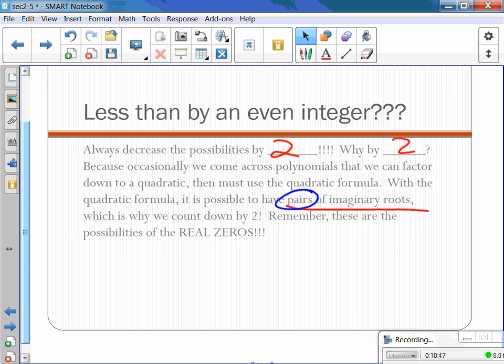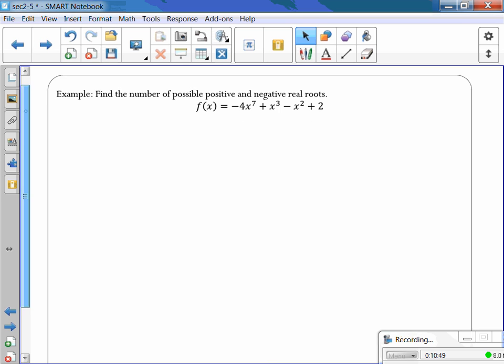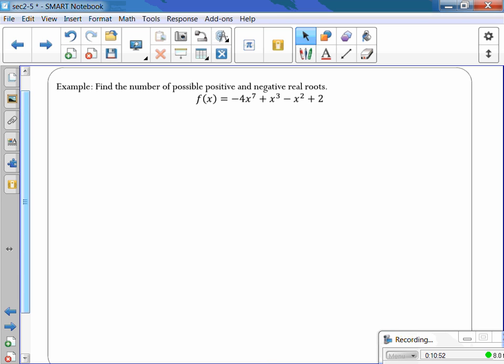So here we have f of x equals negative 4x to the 7th plus x cubed minus x squared plus 2. We're going to find the possible positive and negative real zeros. What is the degree of this polynomial? How many zeros can I have? 7. How many turning points? Review is always good.